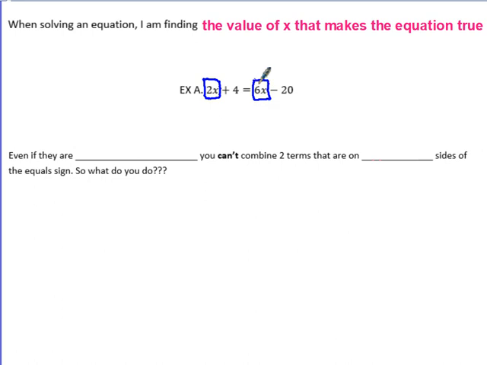Okay, and like in level 2, we have 2 different boxes here, but now we have a little bit of a problem. I have 2x and 6x. Those are like terms. But I can't just put them together because they are on opposite sides of the equal sign. If I put 2x and 6x together and made it 8x, where would I put it? Would it go on the left side? Would it go on the right side? Why? I can't just put them together. So even though they're like terms, I can't combine them because they're on opposite sides of the equal sign. So what do we do?